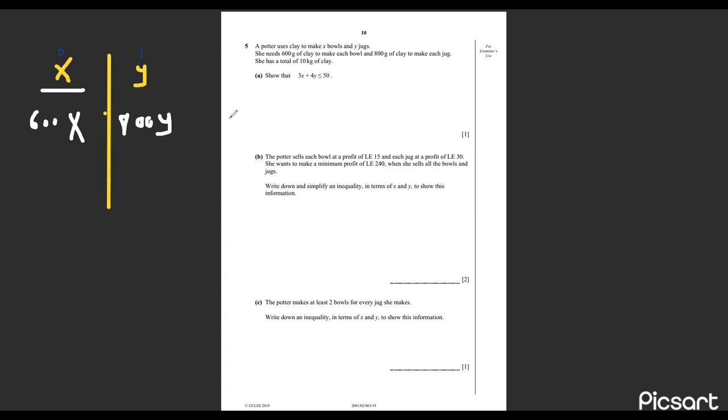To make a total, if we add them together, they give us 10 kg, which we have to change to 10,000 grams, because the 600 and the 800 are in grams. So here it will be 10,000 grams. So we have to unite the equations here. So we have this equation: 600x plus 800y will be equal to 10,000 grams.